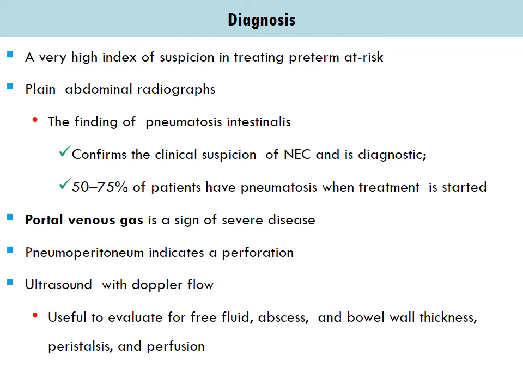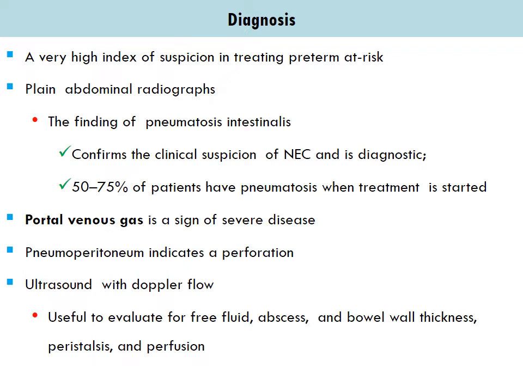How can we diagnose necrotizing enterocolitis? A very high index of suspicion in treating preterm at-risk infants is crucial. Plain abdominal radiographs are essential to make a diagnosis. The finding of pneumatosis intestinalis, air in the bowel wall, confirms the clinical suspicion and is diagnostic. 50 to 75% of patients have pneumatosis when treatment is started. Portal venous gas is a sign of severe disease, and pneumoperitoneum indicates a perforation.